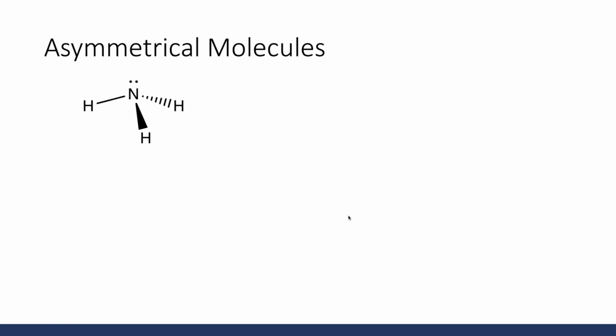NH3, all right, so notice here I have this region up top where I don't have a hydrogen here. So now all of the dipoles, whereas if there was a hydrogen here, that would cancel it out, they're now all pointing towards nitrogen because nitrogen is more electronegative than hydrogen.